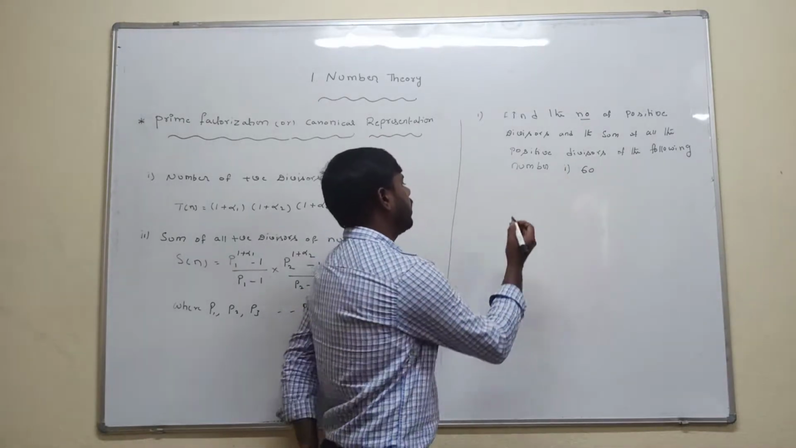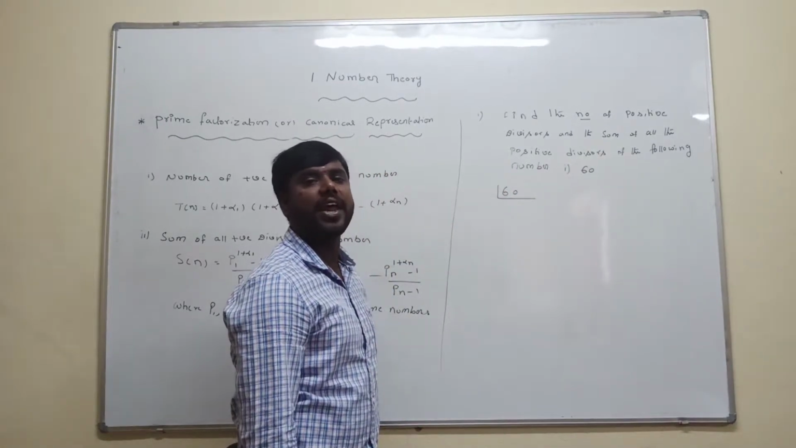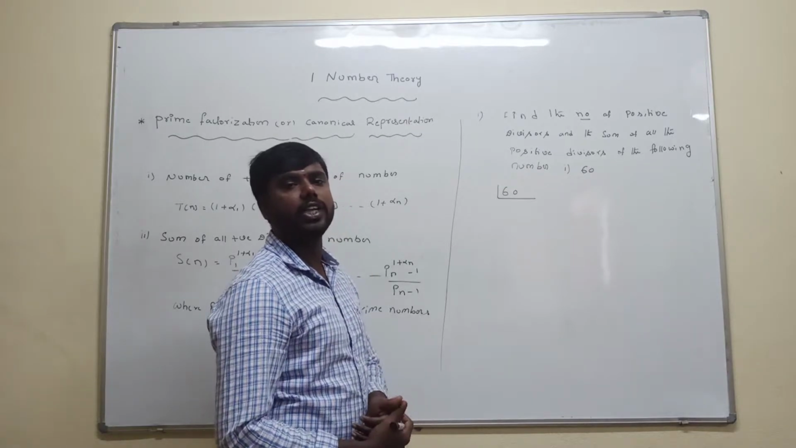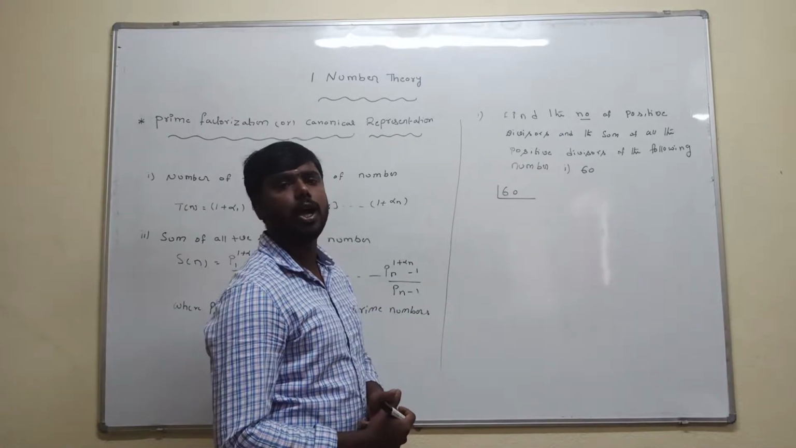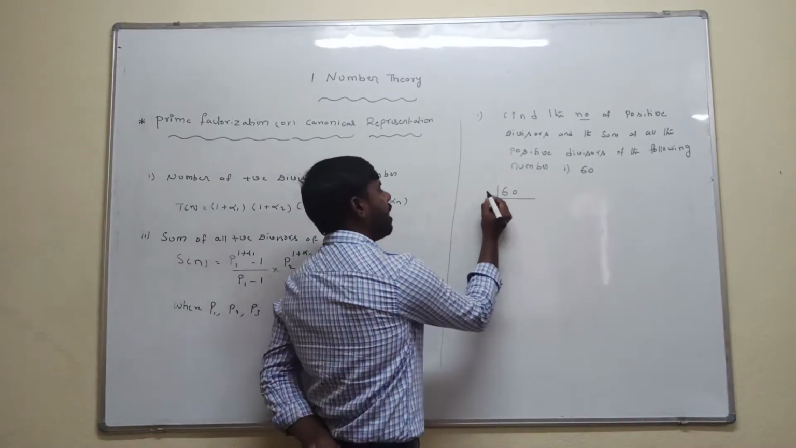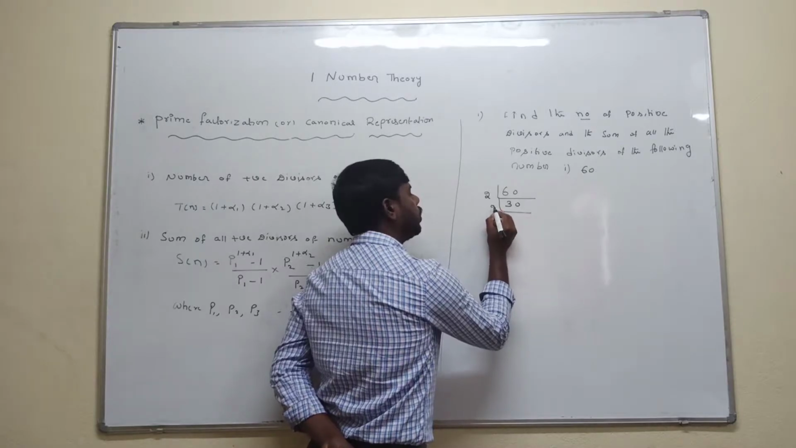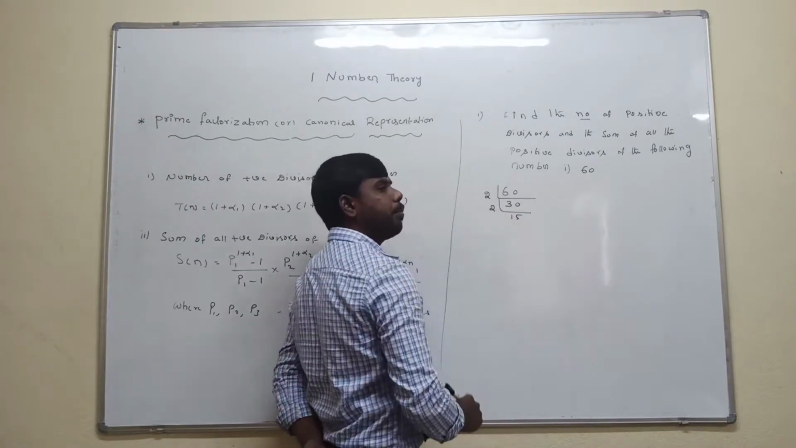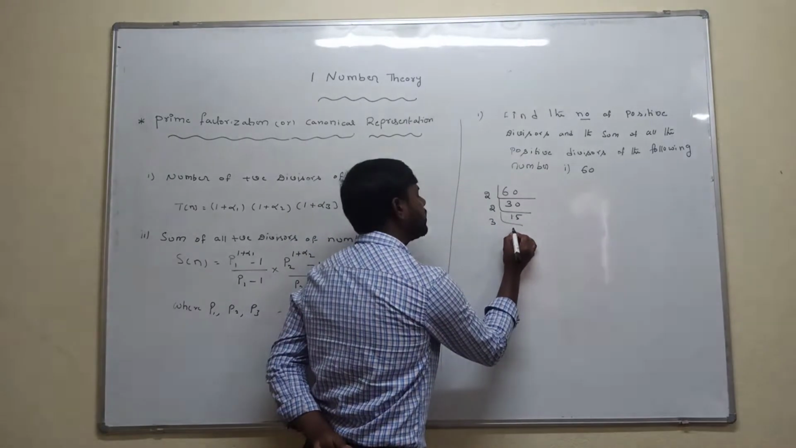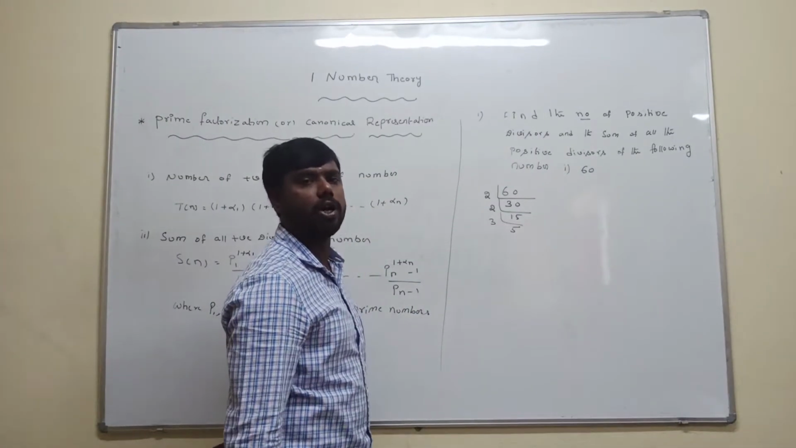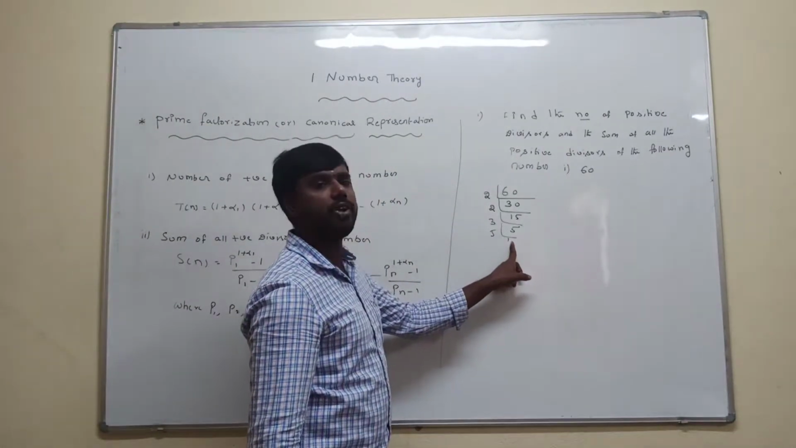First, for 60, we use the division method, because we need to calculate the prime factorization. By using the division method, we finally get the prime elements. Prime elements start from 2: 2 into 30 is 60. Next, 2 into 15 is 30. But 15 is not divisible by 2, that's why I am taking 3. 3 into 5 is 15, and 5 is divisible only by 5, so 5 into 1 is 5. Whenever the remainder is 1, we can stop the division.